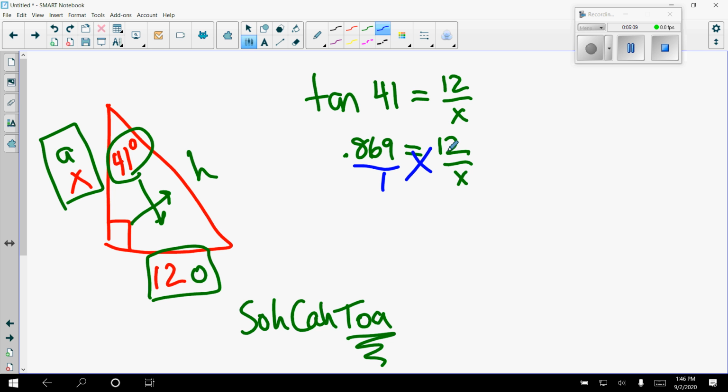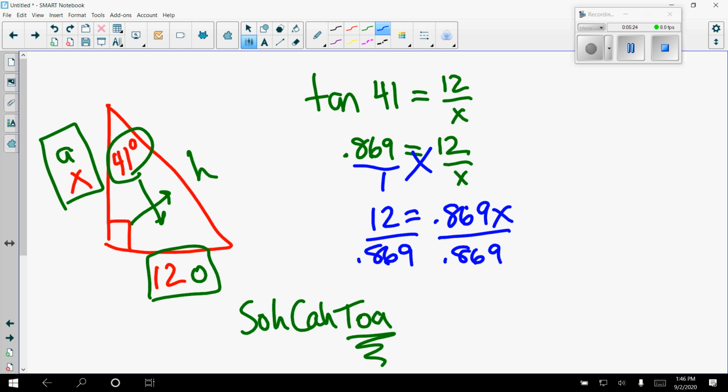Now notice when I cross multiply here, 1 times 12 is 12. 0.869 times x is 0.869x. I need to get that x by itself. So I want to divide by 0.869. They cancel out here, so I'm going to have x by itself. 12 divided by 0.869 is 13.8. So my answer would be 13.8.